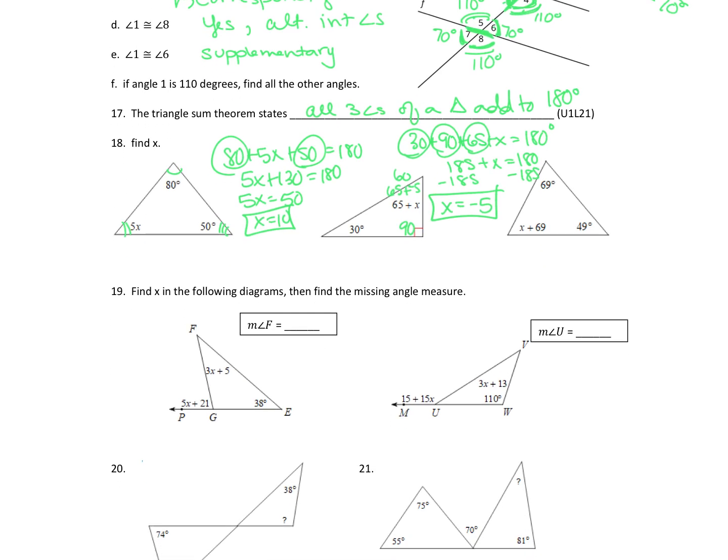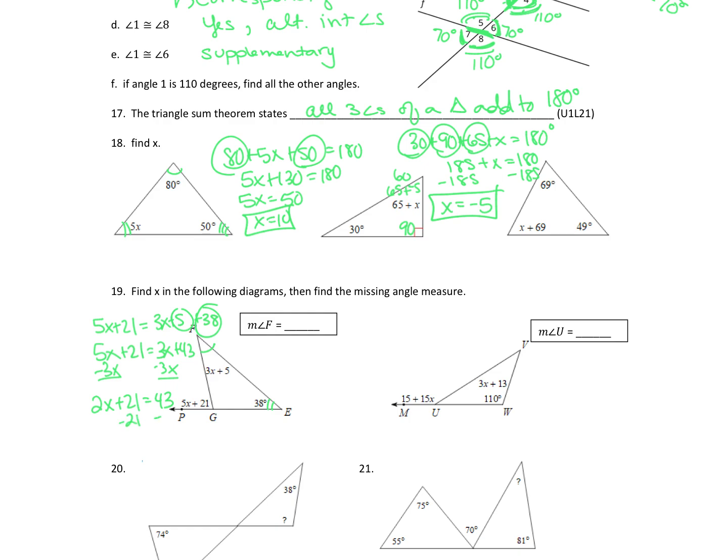So 19 is an exterior angle theorem. I know that my exterior angle, which is 5x plus 21, is equal to the sum of the two non-adjacent interior angles. So 3x plus 5 plus 38. Let's add those two like terms on the right side, plus 43. And then let's move my smallest x by subtracting 3x from both sides. I get 2x plus 21 equals 43.